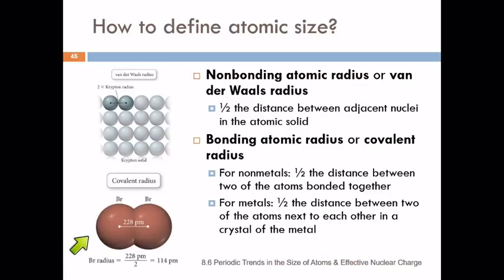We can also look at a bonding radius. If we look at a bromine molecule, we can identify the distance between the two nuclei, and we'll call the radius half of that. This is going to be shorter, though, because the bond pulls the atoms in. They're not hard spheres like marbles. They're more like spongy balls, and so when you put them together, they can deform and squish into each other. So for nonmetals, we look at two atoms bonded together. In metals, we look at the distance between atoms next to each other in a crystal of the metal.